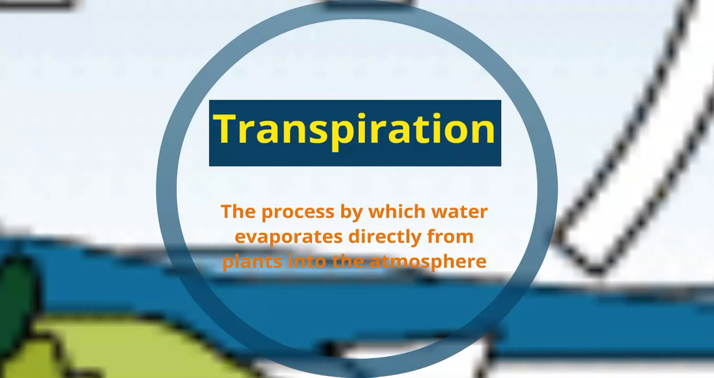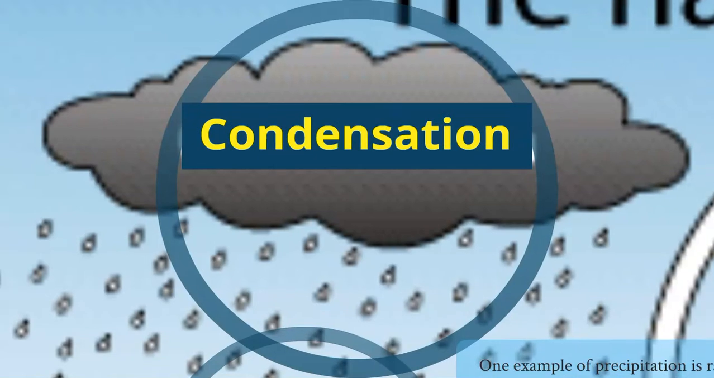Transpiration is like a special kind of evaporation. It's when water evaporates directly from plants into the atmosphere. It's basically like the plant is sweating, which is kind of a gross way to think about it.